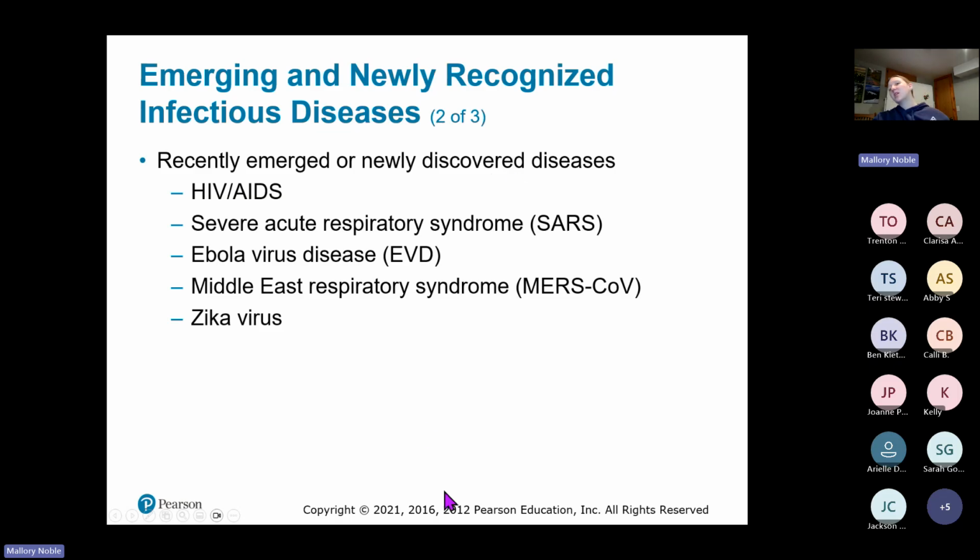This is, I think, 2021 was the last time this slide was updated. It's the most recent up-to-date version of this particular textbook, but these are all of the ones listed here. COVID, obviously, being a big one that was new, recent. But also, there's always new things happening. It seems like each year there's new things happening.